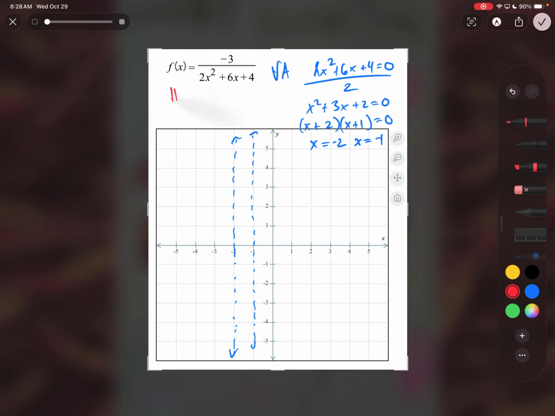And now my horizontal asymptotes, my degree of the numerator is 0 because there's no x's. My degree of the denominator is 2. So 0 is less than 2. That means you do y equals 0. So on this topic, you may get all 3 scenarios.